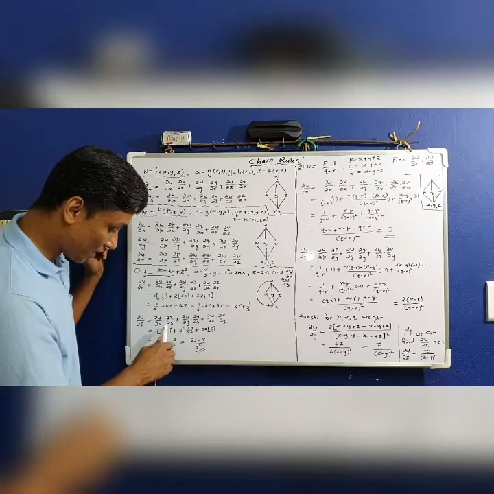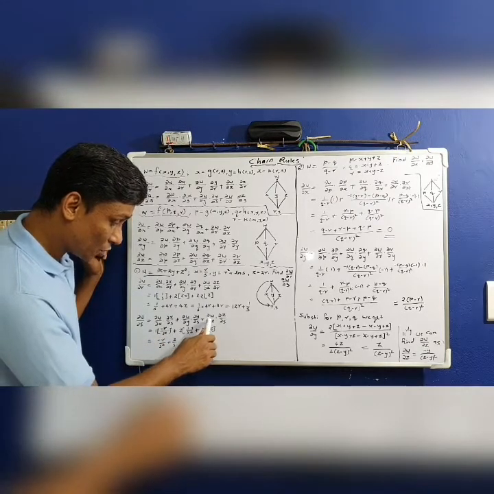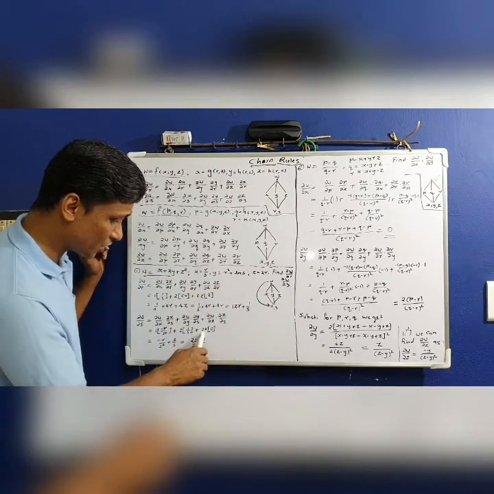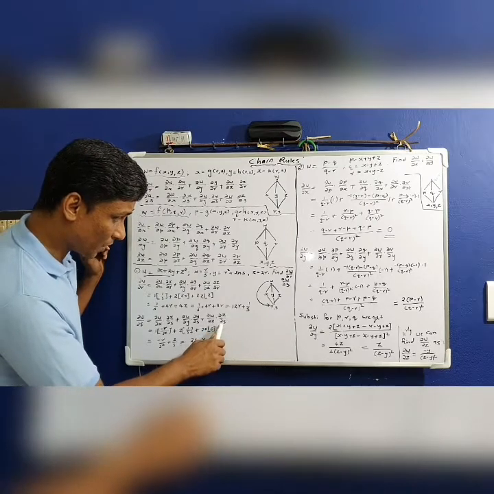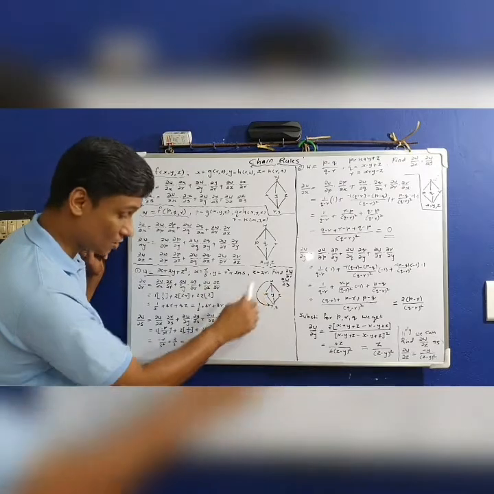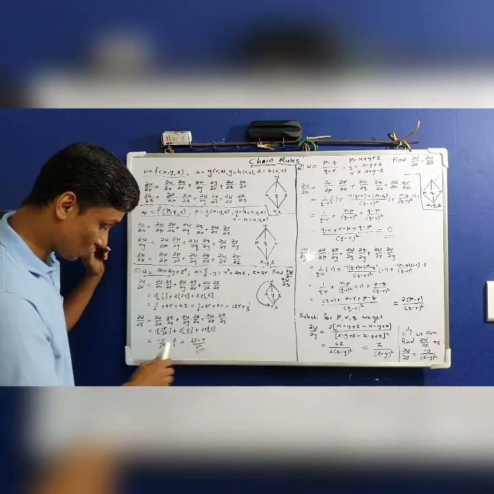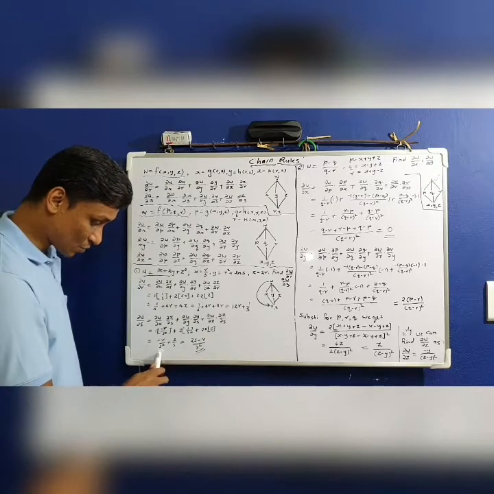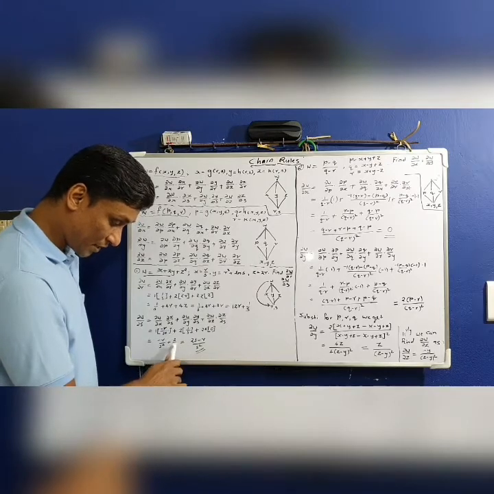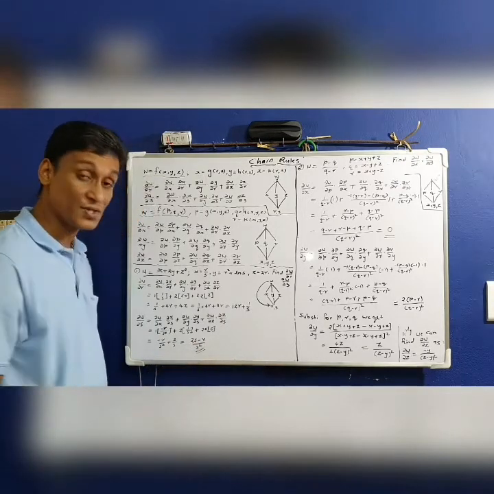So 1 into −r/s² plus 2 into 1/s plus ∂w/∂z. ∂w/∂z is 2z, into ∂z/∂s. There are no terms involving s in z, so ∂z/∂s is 0. So this whole term becomes 0 and you get −r/s² plus 2/s, or taking the LCM, multiplying and dividing by s in this expression, you get (2s − r)/s².